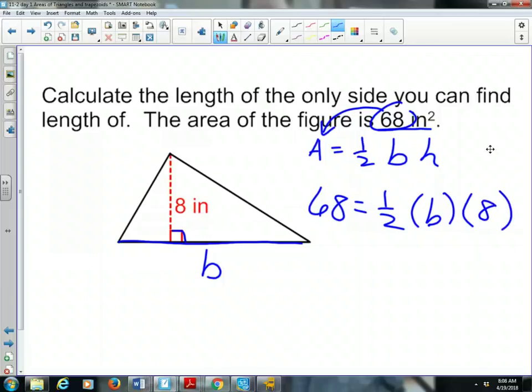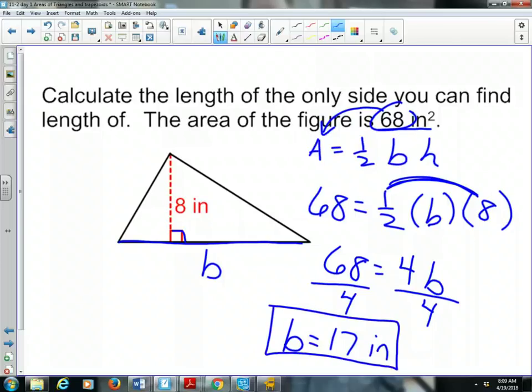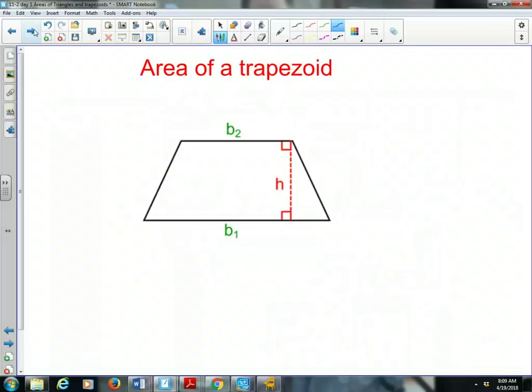So now we're just going to use algebra to solve for the base. 68 equals 1/2 of 8, which is 4. So it is 4 times the base. Divide both sides by 4. And we get the base to equal 68 divided by 4, which is 17. 17. And we will label this one in inches. Lengths are in inches. Area is in square inches.